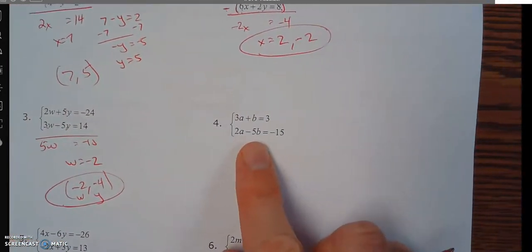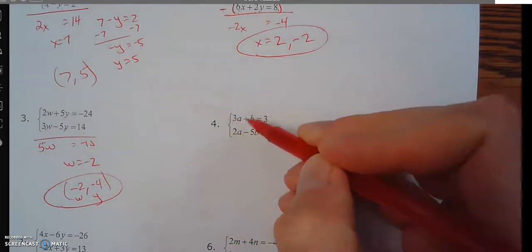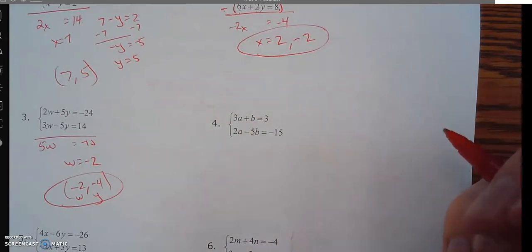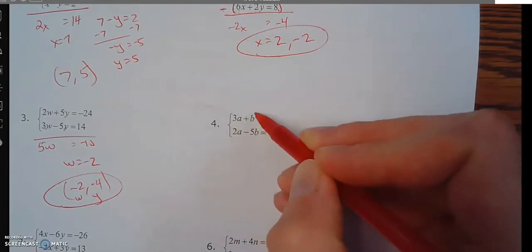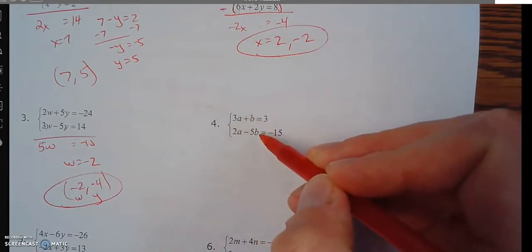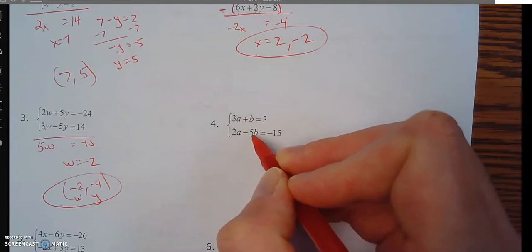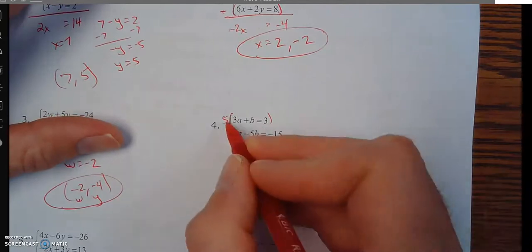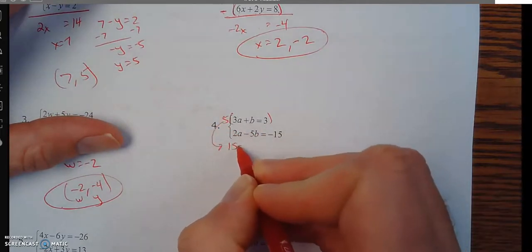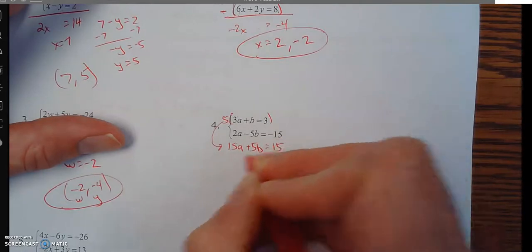And then this one here, now we're getting a little bit more difficult because neither one is the same or the opposite, but I can change it a little bit. Now they are both in standard form, so that helps me. I can make them the same or make them the opposite. If I were to multiply this b by 5, it'd be the opposite of negative 5. So I'm going to do that, except I have to do everything. I'm going to multiply everything by 5. So this would be 15a plus 5b equals 15.